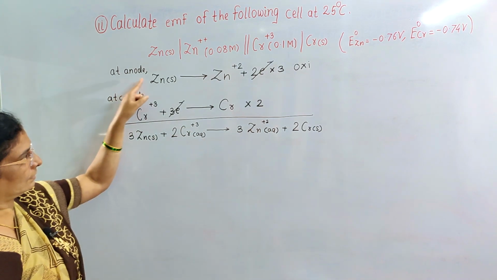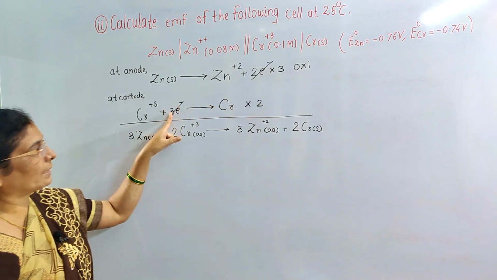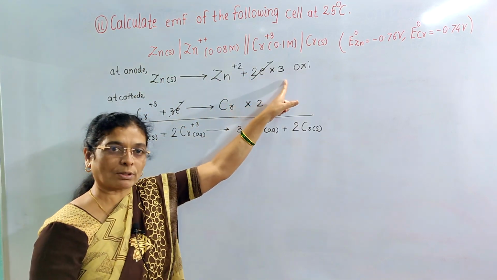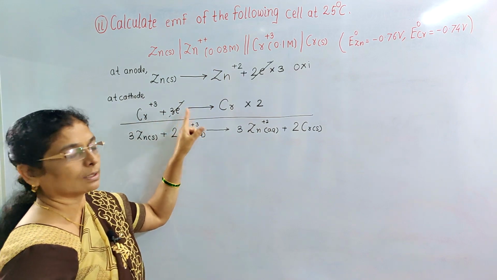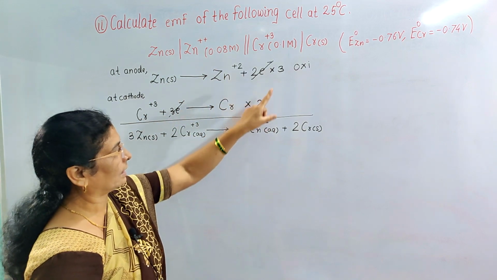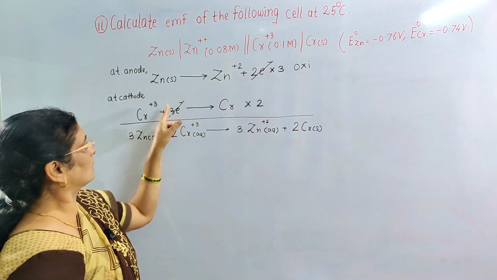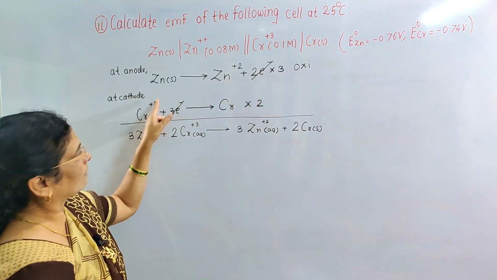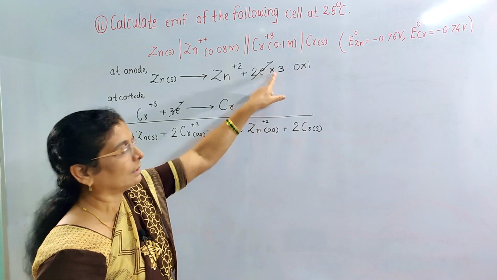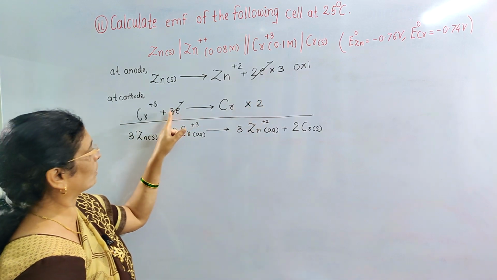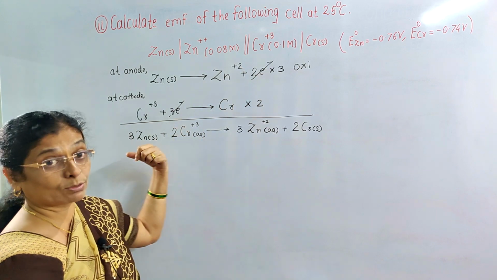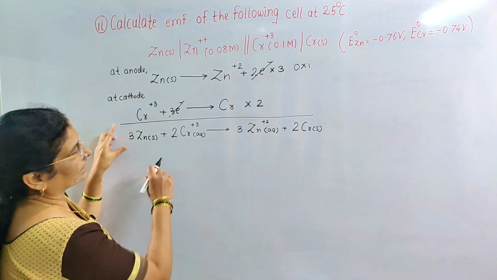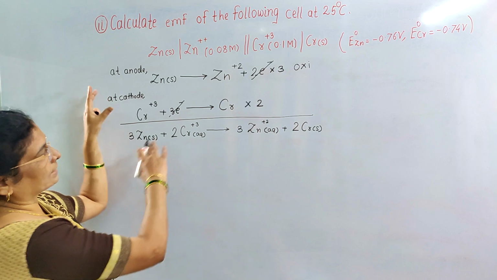Remember, this is a very important step. You have to balance the number of electrons. The number of electrons lost is equal to the number of electrons gained. So you have to choose a numerical factor which will make the number of electrons the same. Here we multiplied one equation by 3 and the other by 2, so 6 electrons will be cancelled, and in this expression the value of n is equal to 6. This is the net cell reaction.